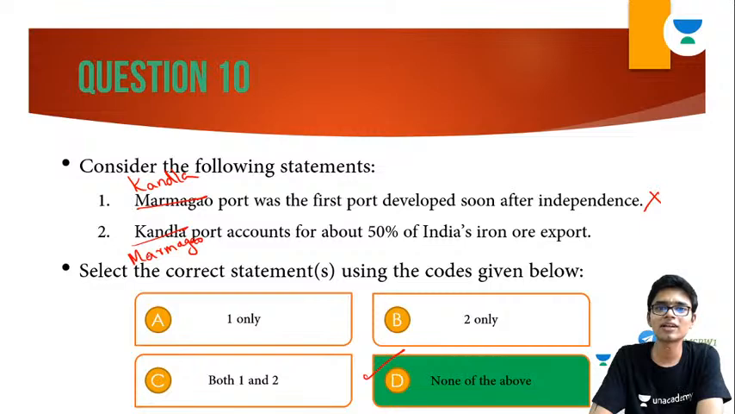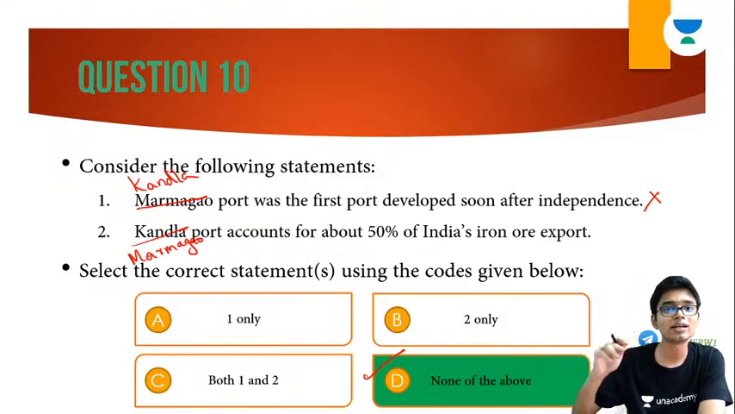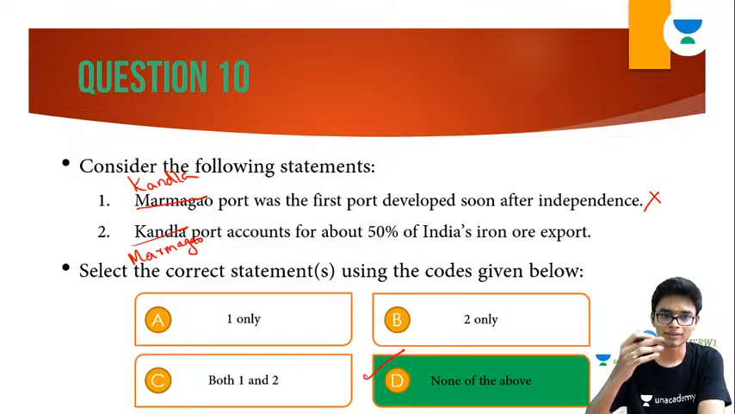Okay, so what happened after independence? When Pakistan was split as a different country, India lost the Karachi port. Karachi port was one of the most important ports at that time when India was together as a single nation. So when India lost Karachi port to Pakistan, India had to quickly come up with another port. And this is when Kandla was developed, in the Gulf of Kutch, Gujarat.